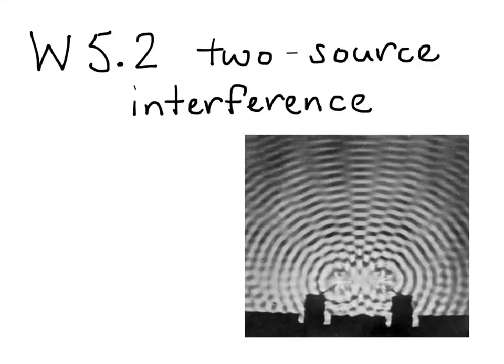W5.2, two-source interference. Now let's imagine that we've got a source here, which I've coloured red, which is producing some waves.